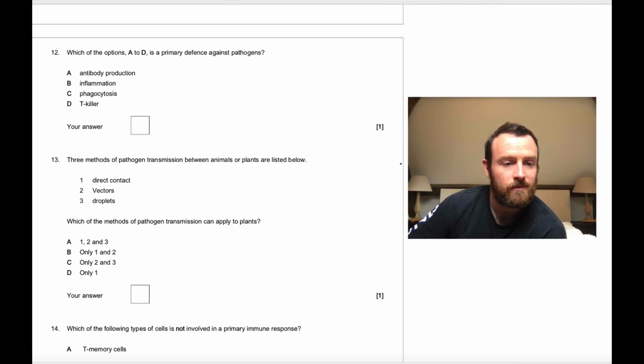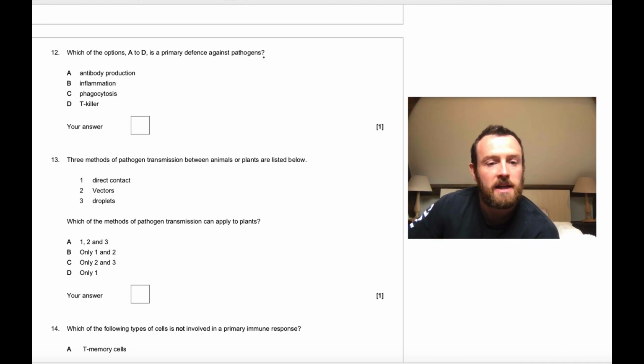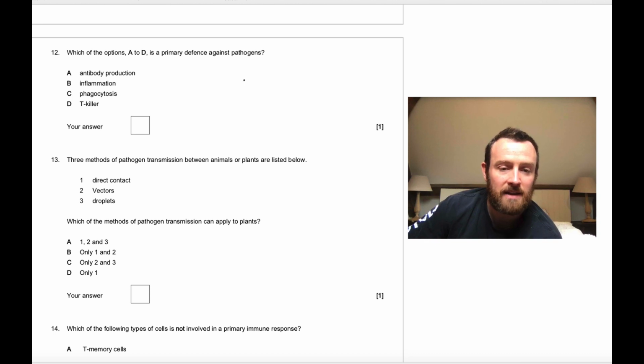And let's continue. Which of the following options, A to D, is a primary defense against pathogens? I had to look this up. I remember this when I did this earlier, because I don't really like this definition, it kind of bugged me. Okay, so primary defenses are things that stop the pathogen from entering the body.